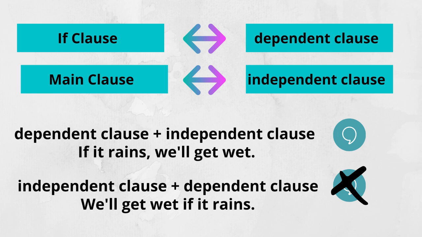Ang rule natin kapag una ang dependent clause kaysa sa independent clause, for example, if it rains, we'll get wet. Kailangan natin ihiwalay ang dependent clause, yung if clause, sa independent clause, which is the main clause, using a comma. Pero kapag inuna natin ang independent clause, main clause muna, bago ang dependent clause or if clause, for example, will get wet if it rains, hindi na kailangan gumamit ng comma.